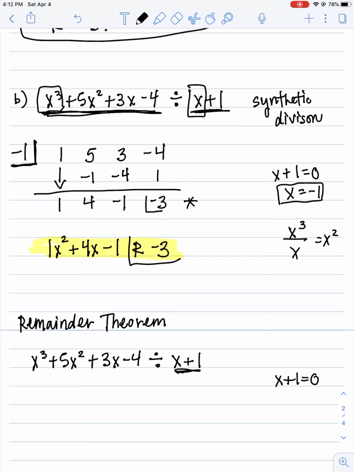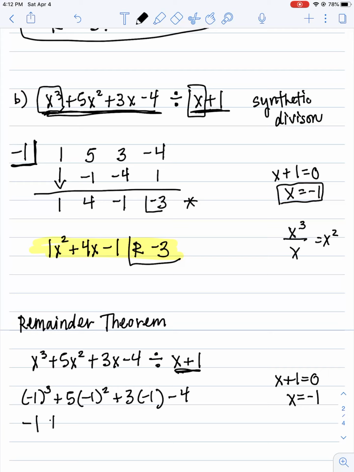Okay, the remainder theorem says if you set this thing equal to 0, just like we just did, so x plus 1 equals 0, we get x equals negative 1, and we plug in a negative 1 everywhere we see an x. So take a look. It'll be negative 1 cubed plus 5 times negative 1 squared, plus 3 times negative 1 minus 4.